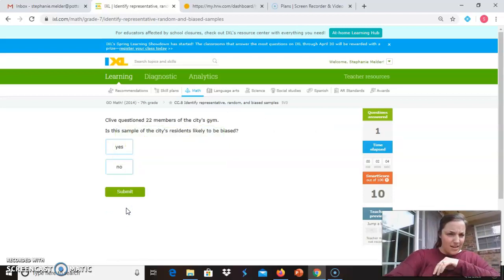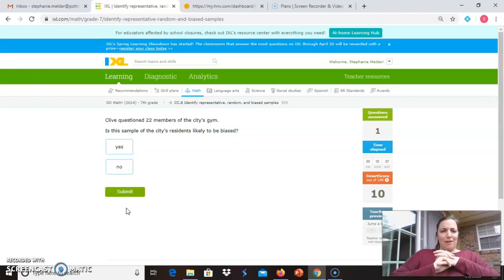Our next one says, Clive surveyed 22 members of the city's gym. Is this sample of the city's residents likely to be biased?